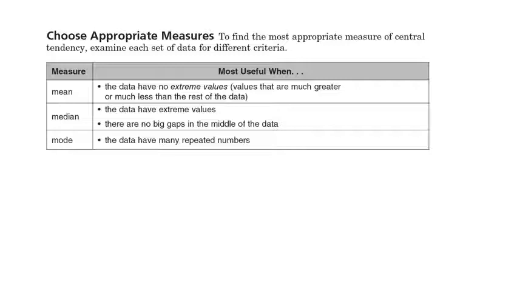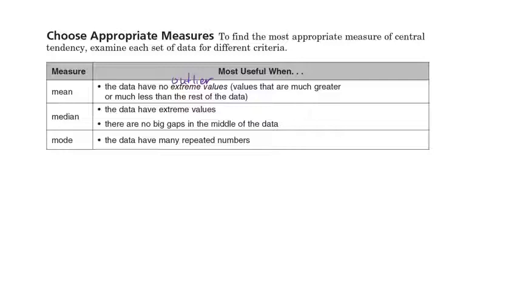So for instance, if we were doing the average age of a person in the classroom, the teacher's age would be an outlier, or an extreme value. Sometimes you hear the word outlier for that. So it has no extreme values. Everything's pretty much around the same number. The median is good when you do have an outlier.